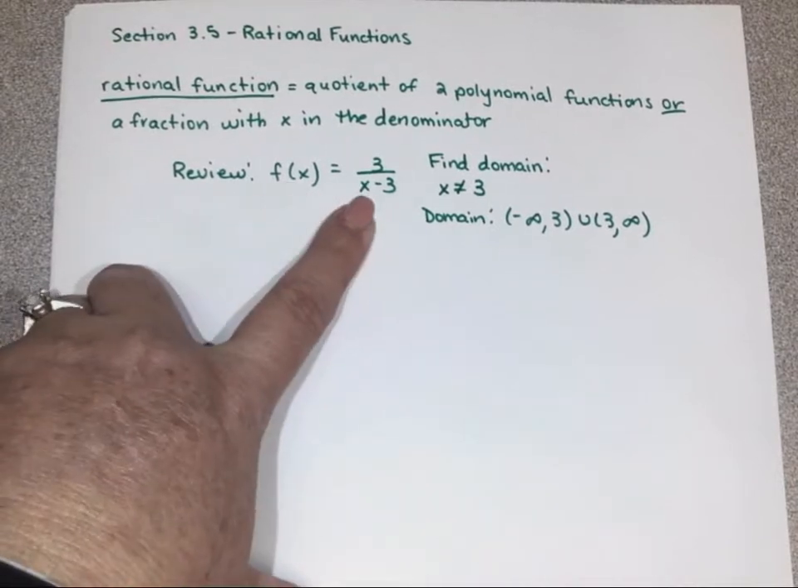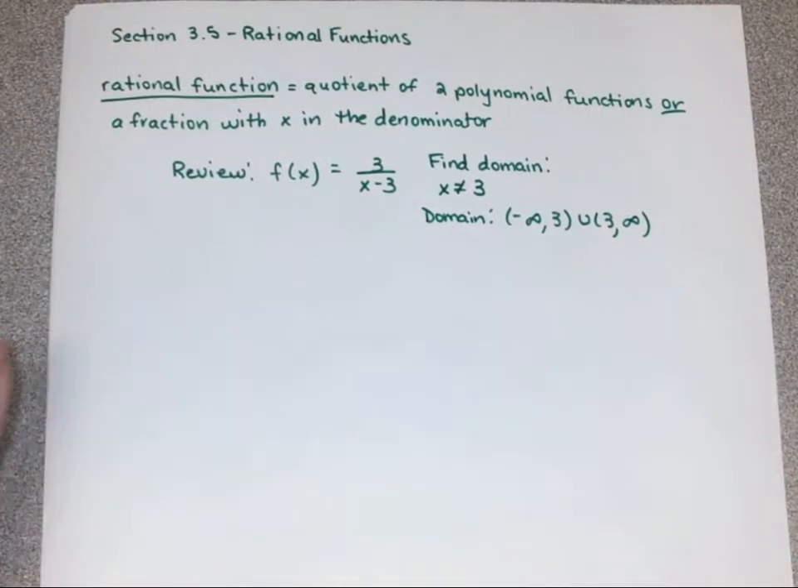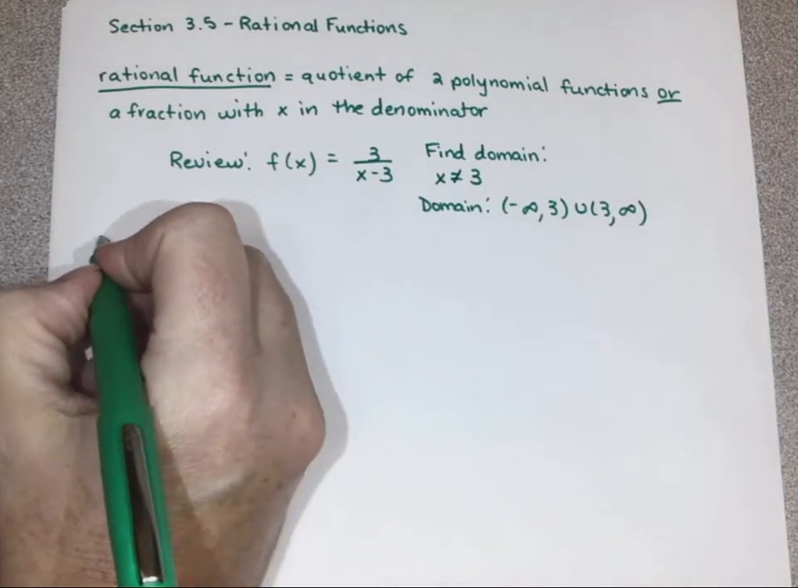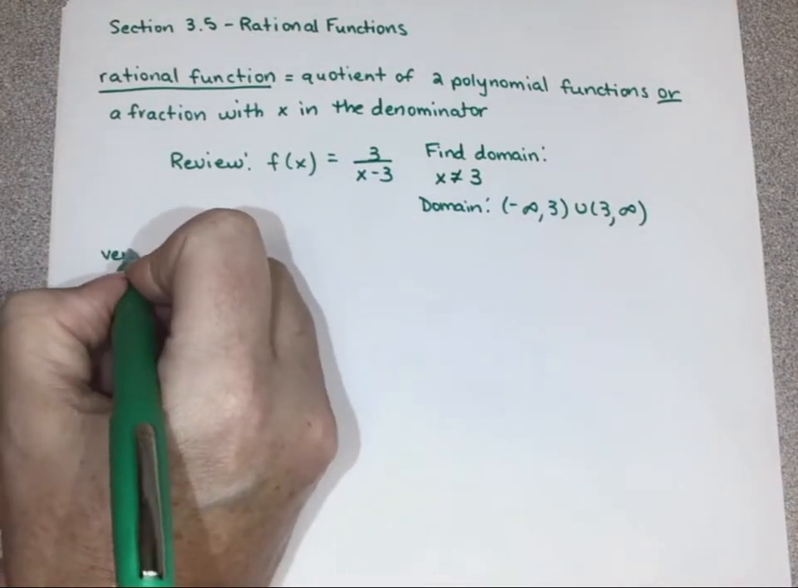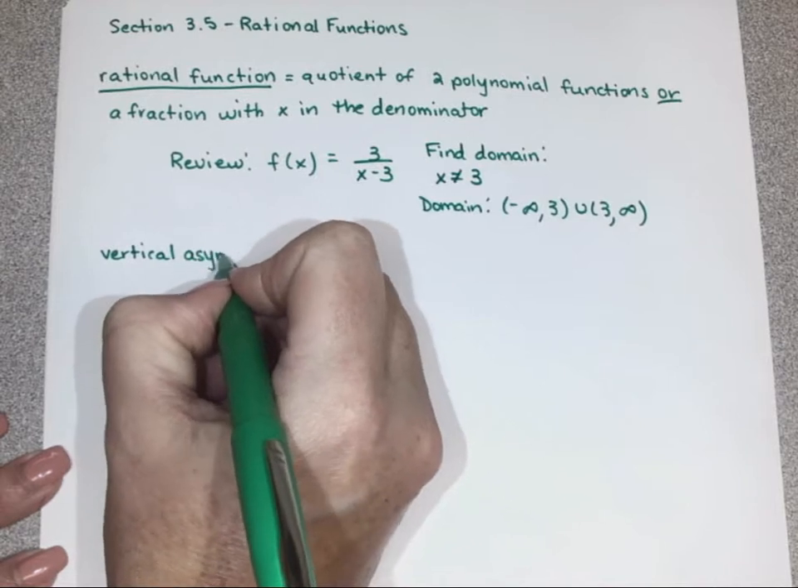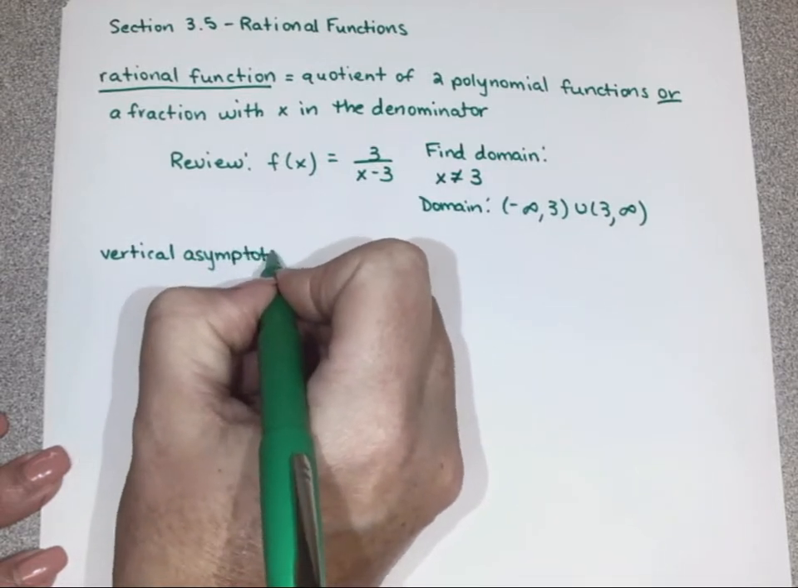So this is a rational function, right? Because it's a fraction with x in the denominator. Okay, so we're going to be dealing with rational functions that look like this, but maybe that look a little bit differently also. All right, so there are some distinct parts of rational function graphs that maybe didn't show up with polynomial graphs.